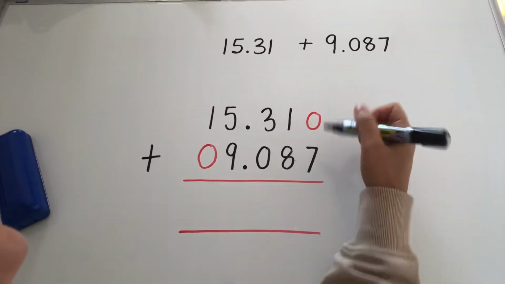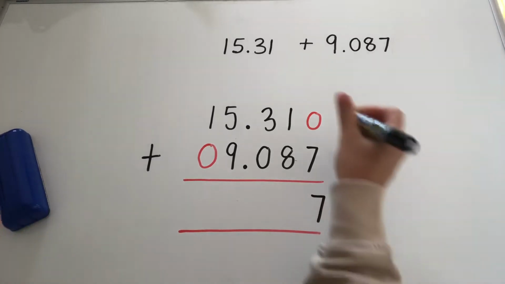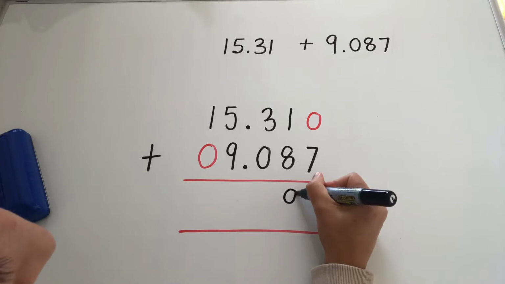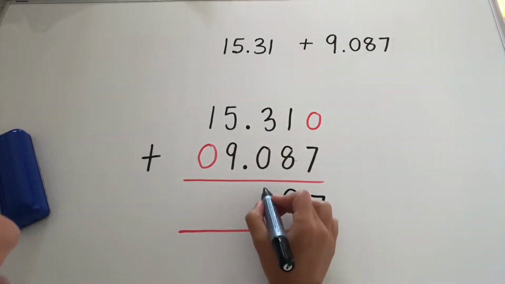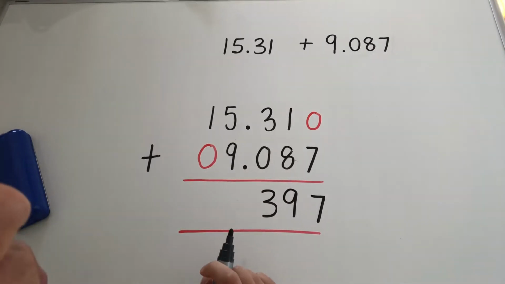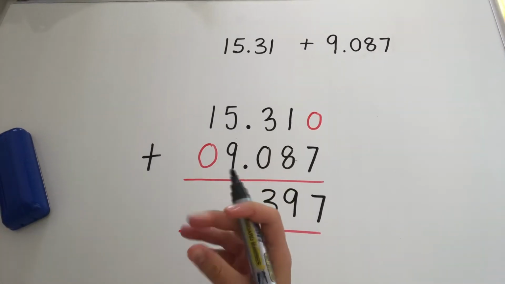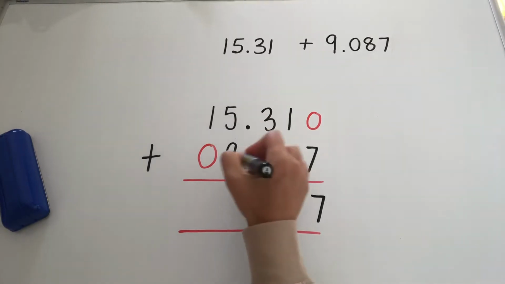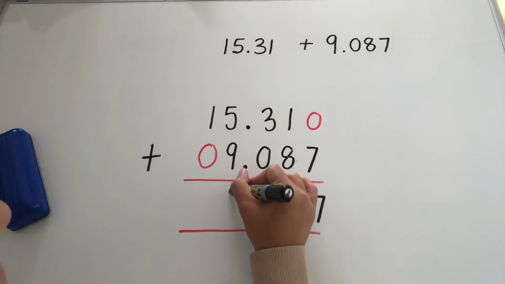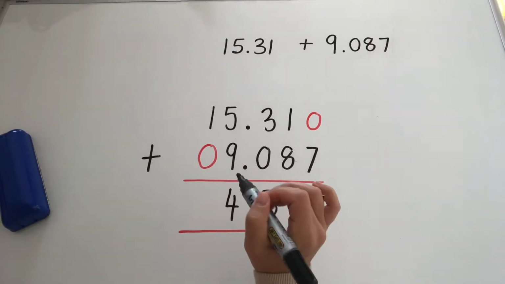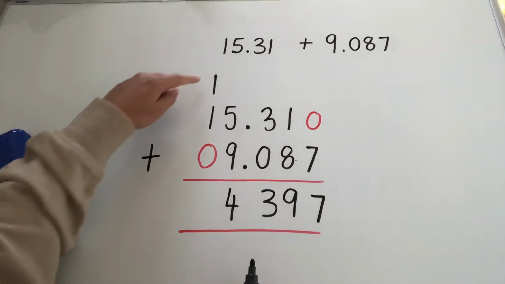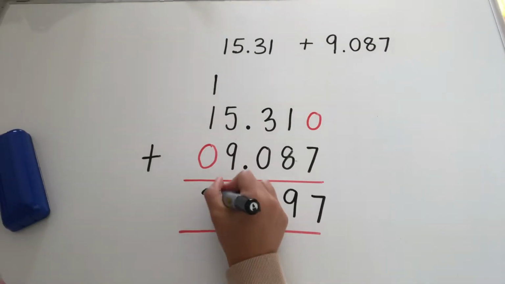So we do 0 and 7 is 7. Then we move on to the next place value column. 1 and 8 is 9. 3 and 0 is 3. 5 and 9 is 14. So we're going to rename that. So this is saying 14 ones. So 14 ones renamed is the same as saying 4 ones and 1 ten. So we're going to carry that 10. And then we'll move on to our tens column. 1 and 1 is 2.